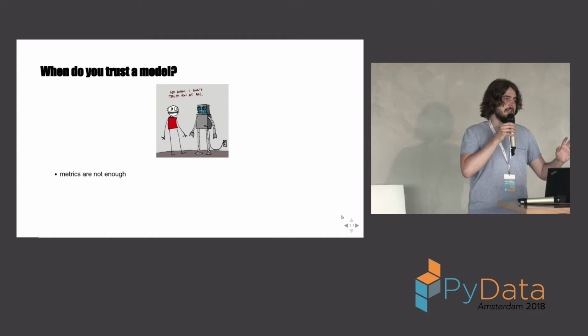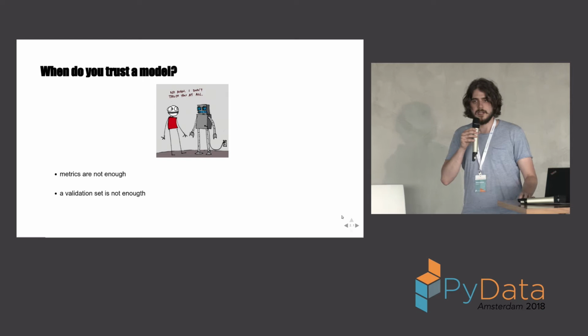And then also validation sets are often not enough. So can you see it, or is it hard to see?